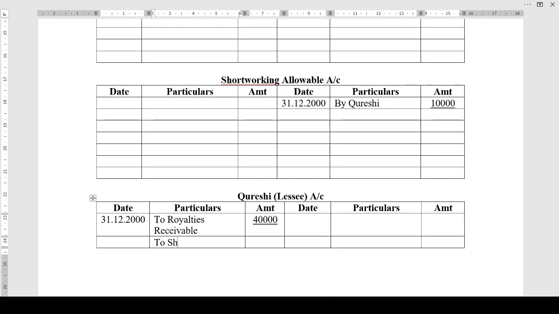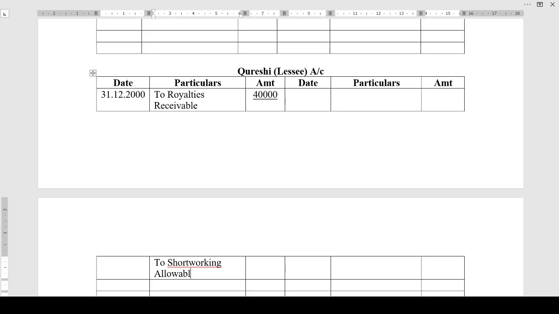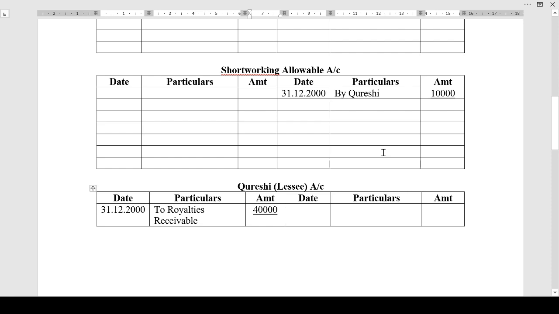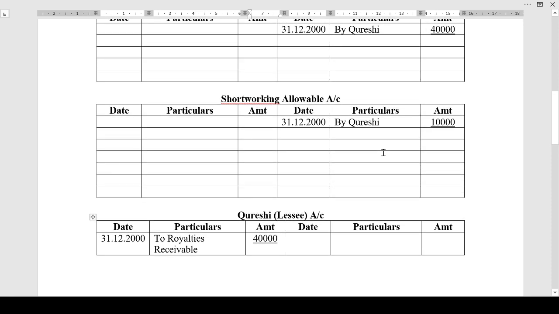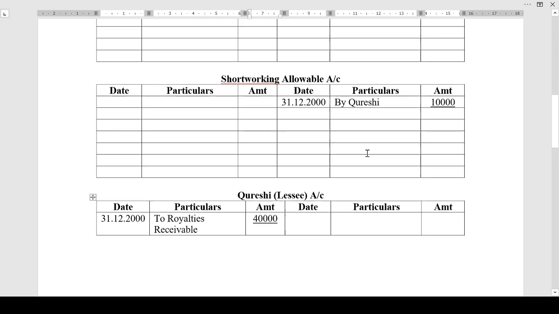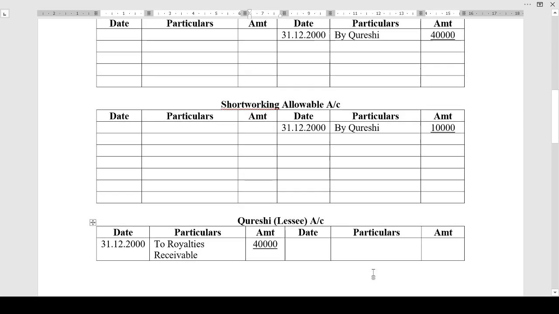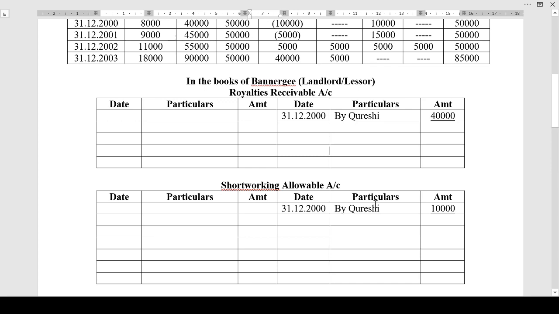to short working allowable, which is 10,000. So the entry is Qureshi account debit to royalties receivable to short working allowable. This is how Qureshi's account will look. Right here.